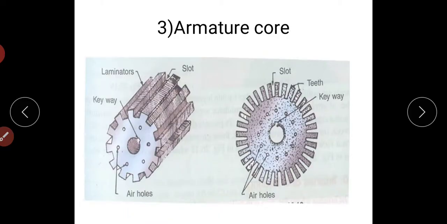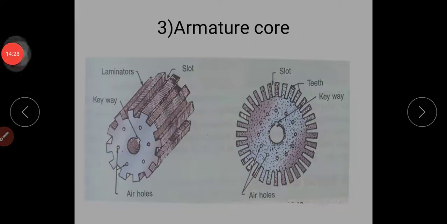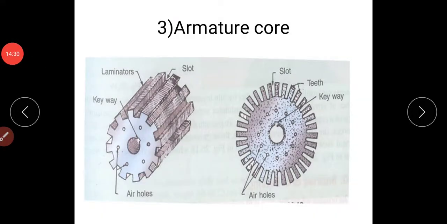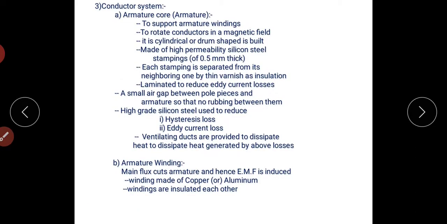Next one, the armature core. Completely, this construction is called the armature core. The armature core is made up of a number of laminations. It is silicon steel material. By adding a number of laminations, the armature core is prepared. By using laminations we can decrease the eddy current losses, and by using silicon steel material we can decrease the hysteresis losses. So by using silicon steel and laminations we can reduce the hysteresis and eddy current losses.